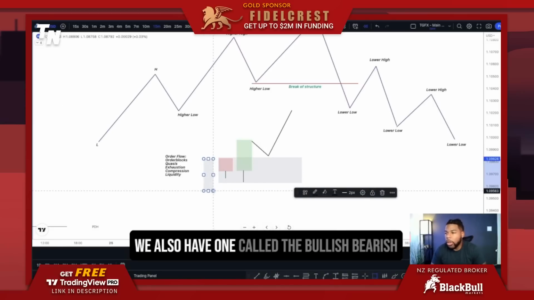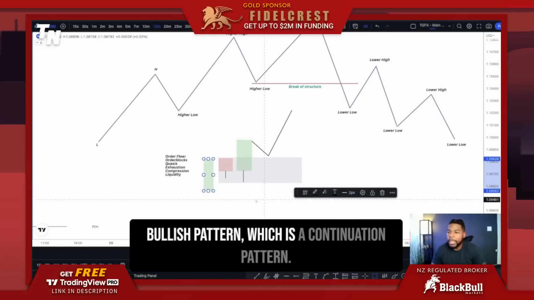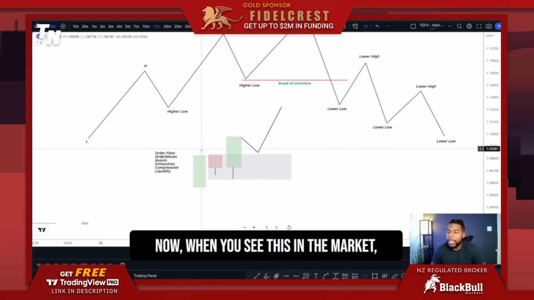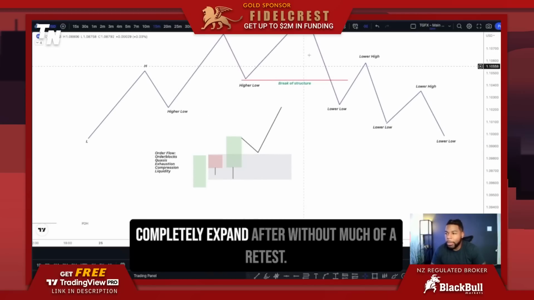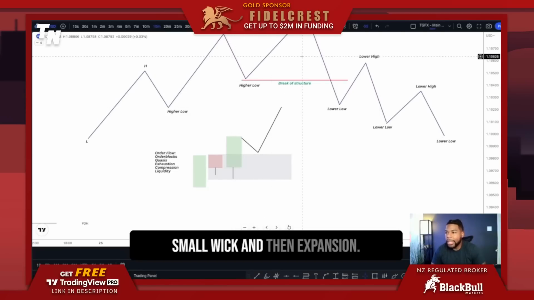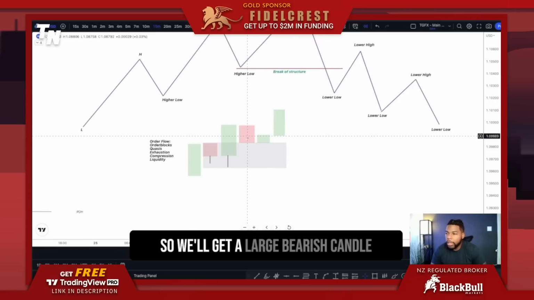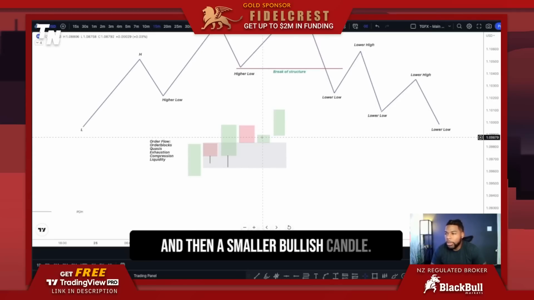We also have one called the bullish bearish bullish pattern, which is a continuation pattern. This is one of my favorites. Now, when you see this in the market, a lot of times you'll see the market completely expand after without much of a retest. It'll literally give you a small wick and then expansion. Then we also have order blocks that look like this area. So we'll get a large bearish candle and then a smaller bullish candle.